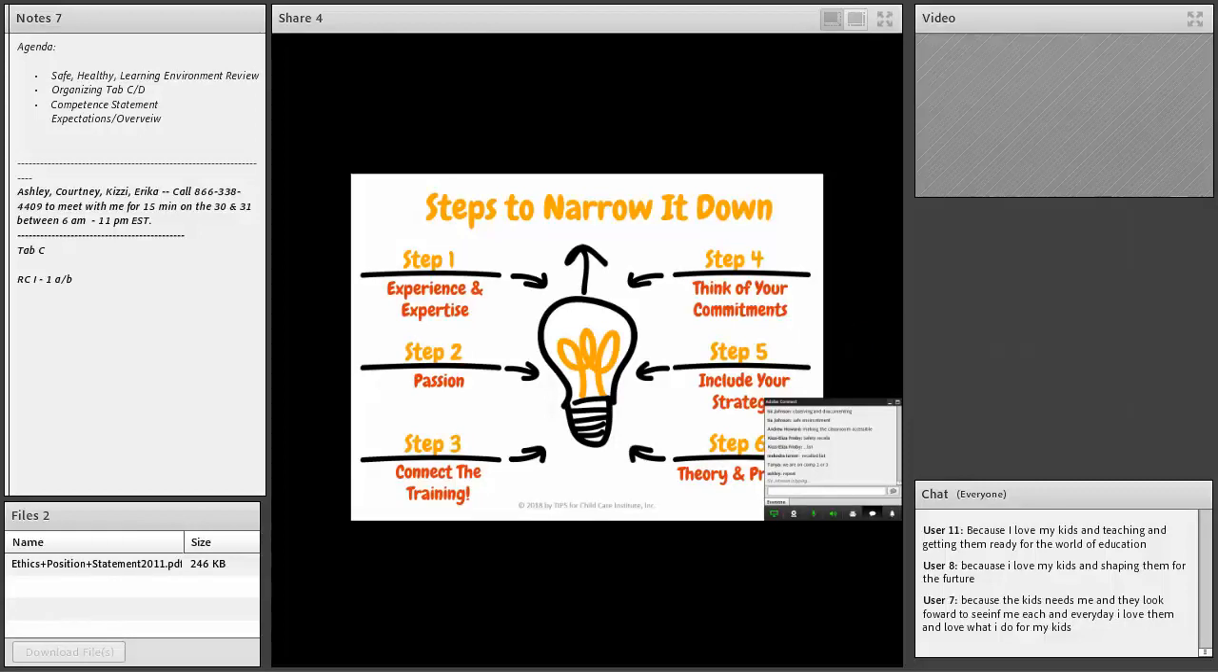Step 5, include your strategies. What steps do you take to ensure that children are safe? So don't just say things like, I contribute to a safe learning environment that is free of debris. Well, what does that look like? What steps are you taking to make that happen?